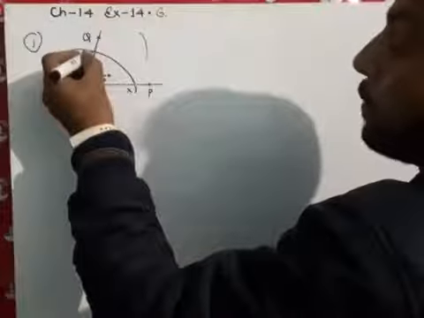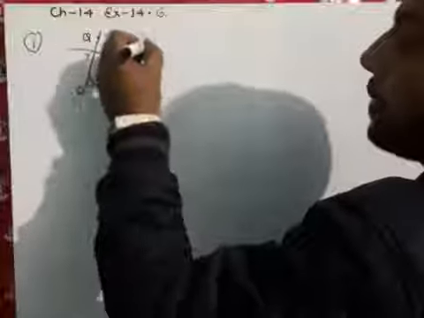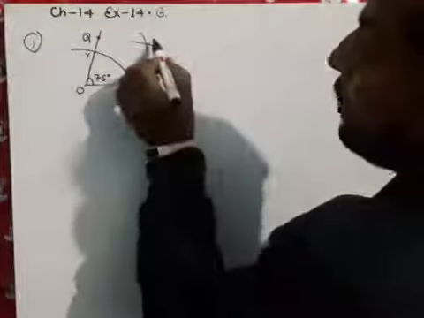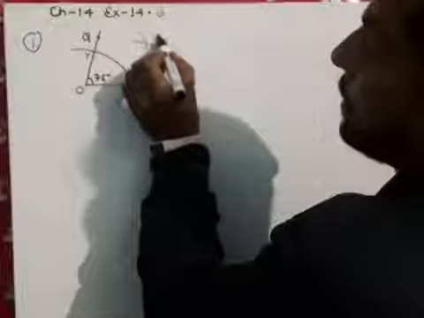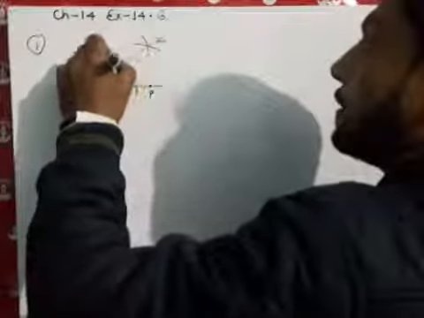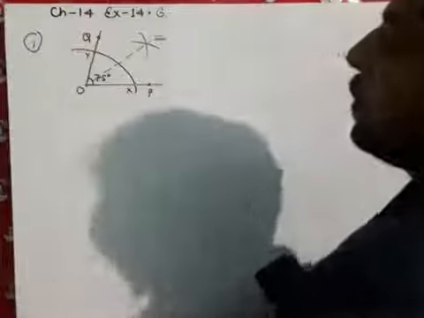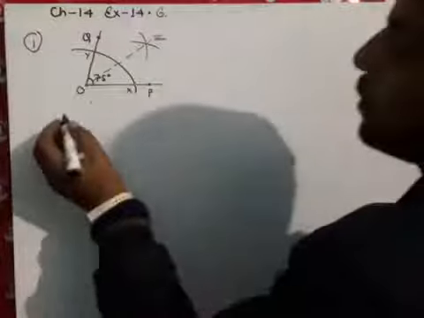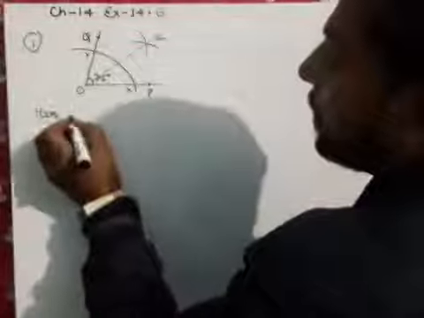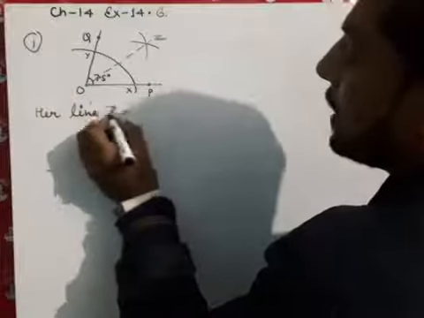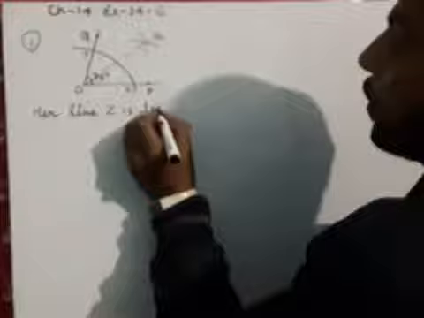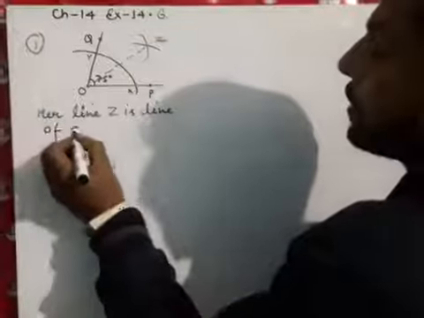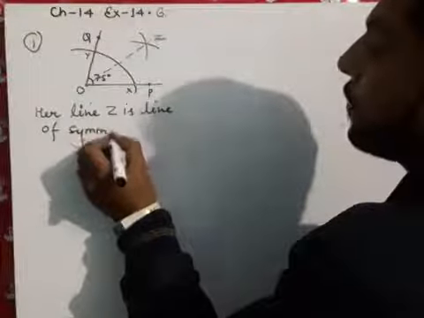Now you have to take some distance in the compass and make one arc, and without changing the distance you have to make one more arc, and at the point of intersection, suppose that this is the point Z, then you have to draw the line from Z to O. So here, line ZO is the line of symmetry. This will be the line of symmetry.